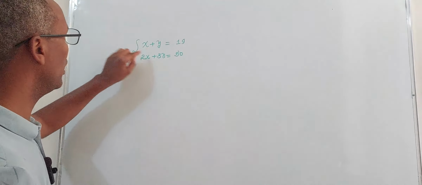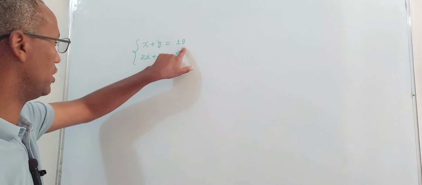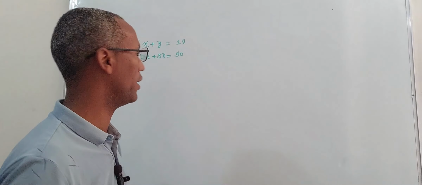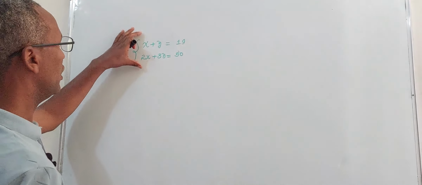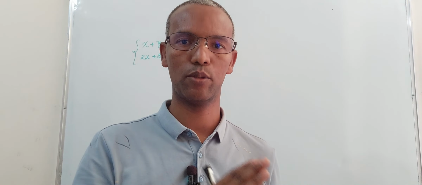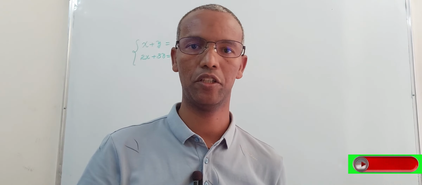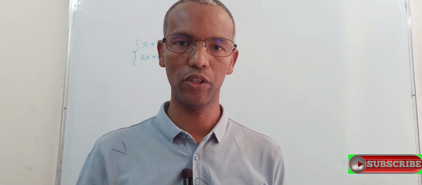As you can see, x plus y is equal to 19, as well as 2x plus 3y is equal to 50, right? Now to find the value of x and y, normally we can use the substitution as well as the elimination method, right? That's not what I'm going to use today.